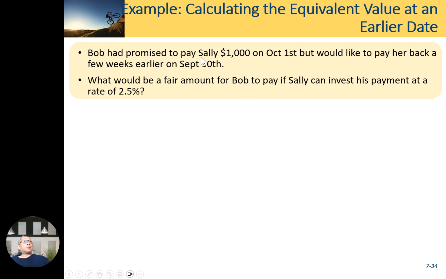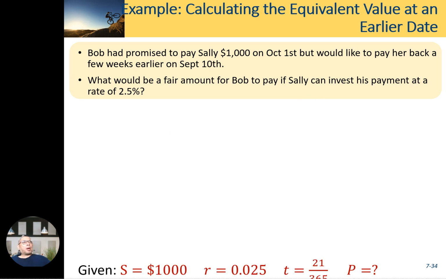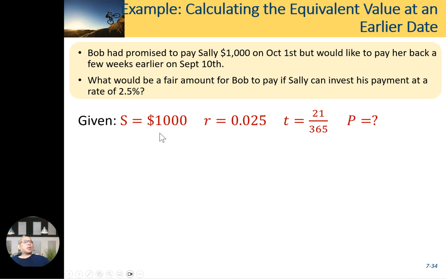Then, another example. Bob promised to pay $1,000 on October 1, but would like to pay her back a week earlier, on September 10. What would be a fair amount for Bob to pay Sally if he can invest his payment at 2.5%? Based on this equation, S is 1,000, R is 0.25, and T is 21. Where does this 21 come from? October 1 to September 10.